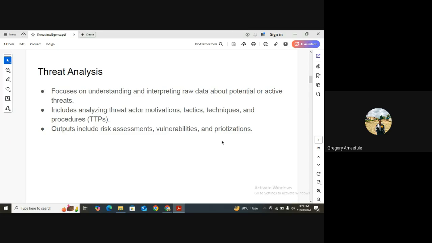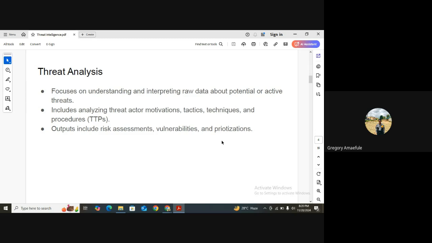We have various types of organizations. We have financial organizations, government organizations, educational organizations, and different types. So as a SOC analyst, it's important that during the threat analysis phase, you try to understand the peculiar motivation the threat actor may have towards your organization. What was motivating a threat actor to attack your organization? It may be money.